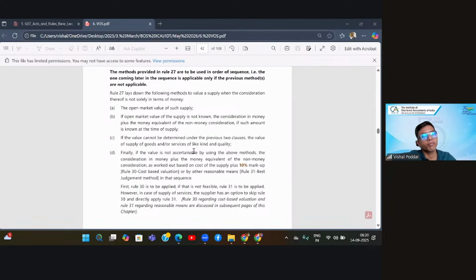Like 5,000 cash has been given by the recipient of services, and plus whatever cloth he has given, suppose the value of that cloth is 30,000, then we will consider the total value as 35,000 as value of supply. Excellent. But now I have a doubt in this. Now you are the businessman of this cloth. Now this 30,000 value which you have taken, is it your purchase price of this cloth, or is it your sale price of the cloth?